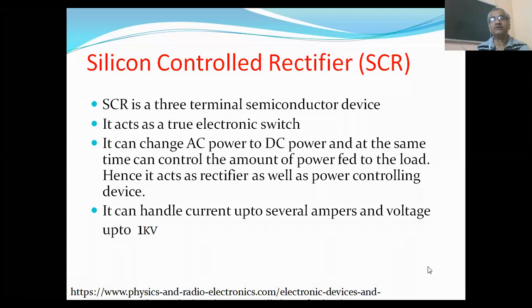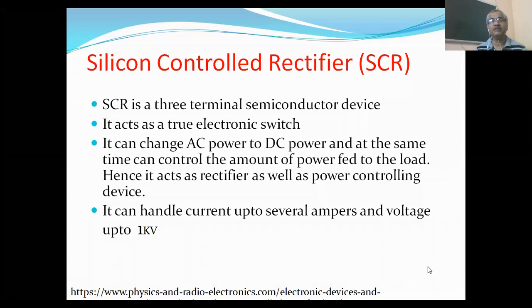rectifier. So silicon controlled rectifier is called as the SCR. So silicon controlled rectifier is nothing but the SCR. So what is the SCR?